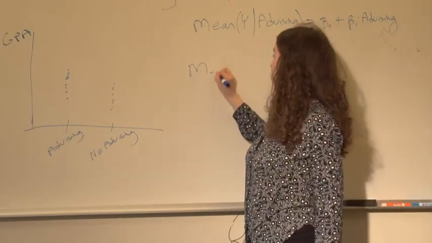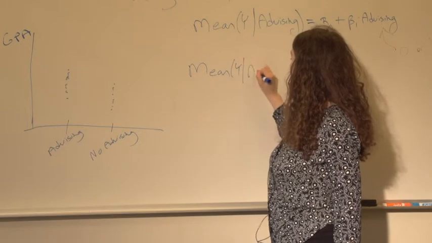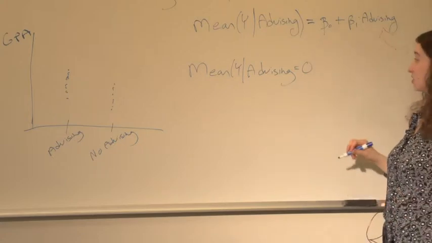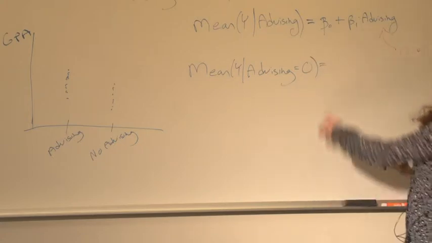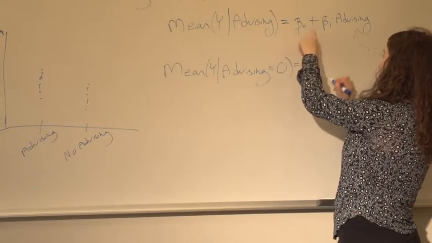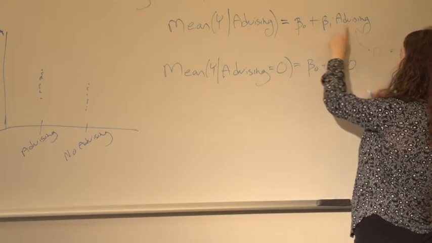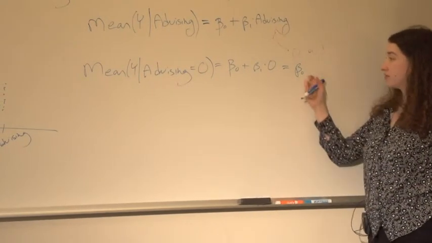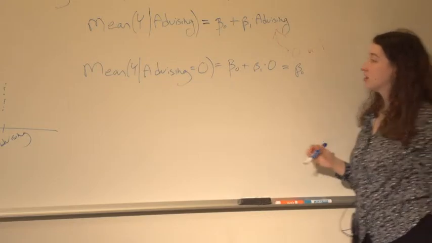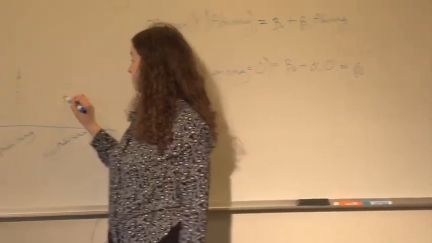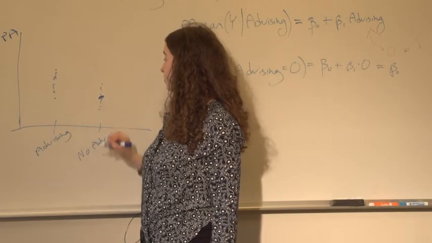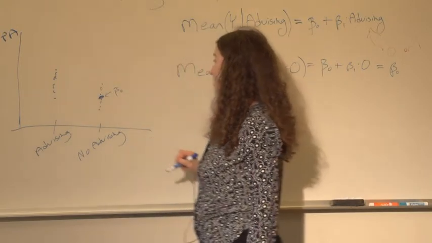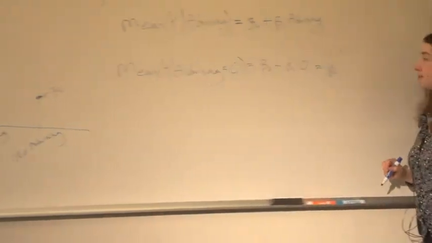So if we have the mean of Y, given that this advising variable is equal to 0, because this particular student we're imagining did not have advising, following this equation we have beta 0 plus beta 1 times 0, because she did not receive advising. In other words, we have beta 0. So we're going to call the mean of the GPAs for those who had no advising beta 0.